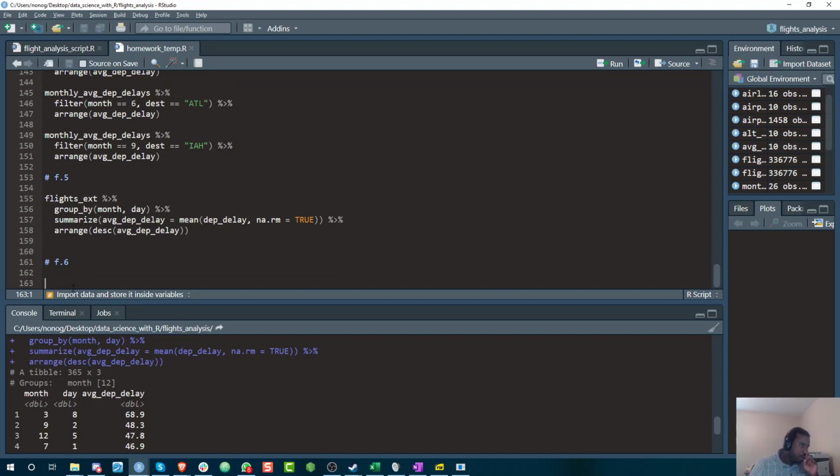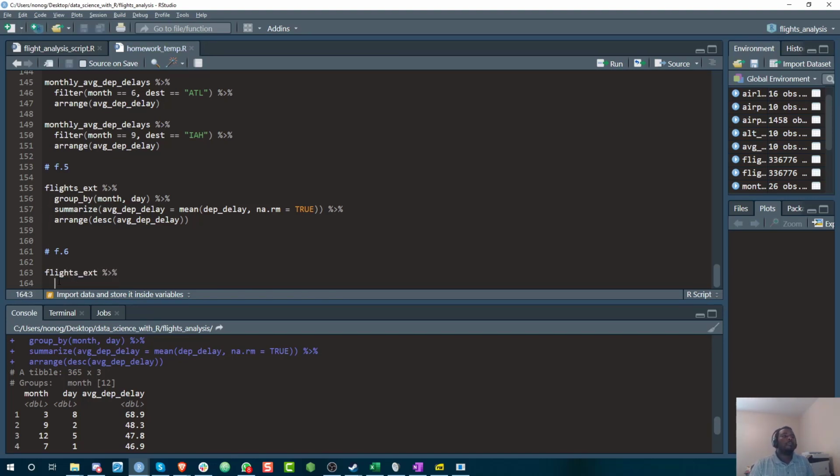On average, which carriers fly the slowest to Houston in February or April? Okay, on average, which carriers fly the slowest? All right, so flights extended. Okay, and we want the flight to Houston. Oh, sorry, it's filter, not flight. Okay, and we want the destination to be Houston.